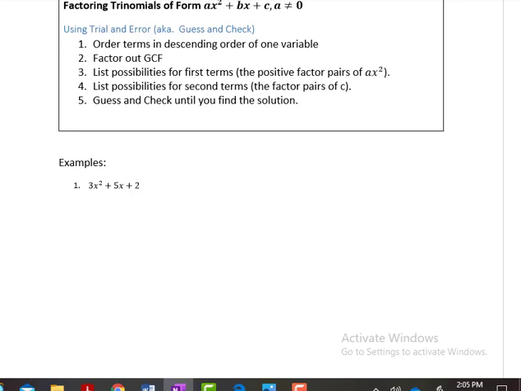So for step 3, I'm going to go ahead and write my answer area, so I remember to put my answer up here. For step 3, I'm going to look at the possibilities for the first terms. Another name that we call trial and error or guess and check is unfoiling. So when we FOIL, we look at multiplying the first terms. The only way that we can get 3x squared from two first terms is x and 3x.